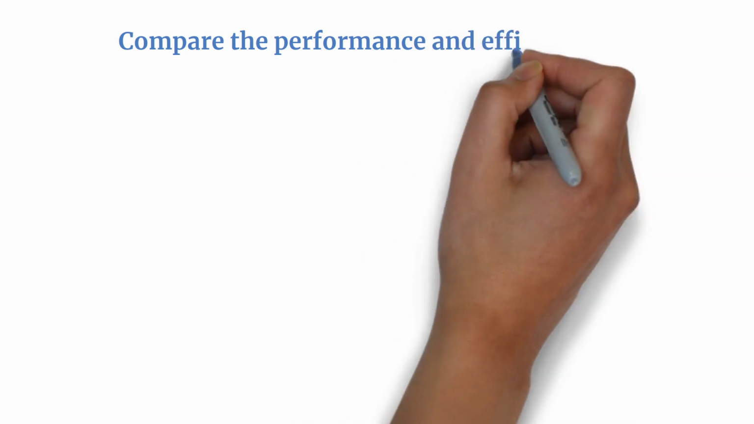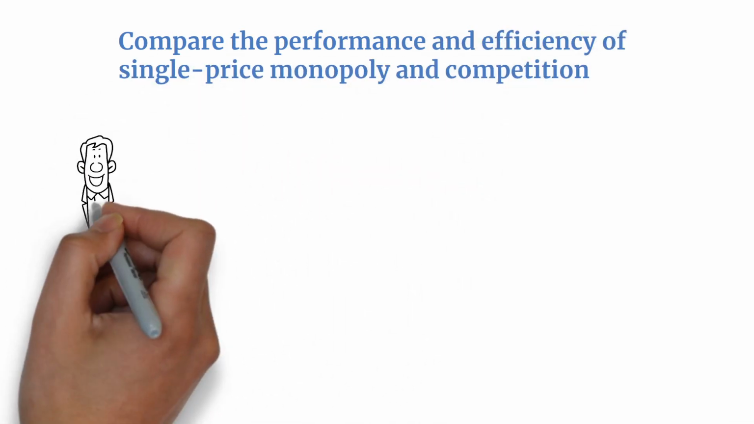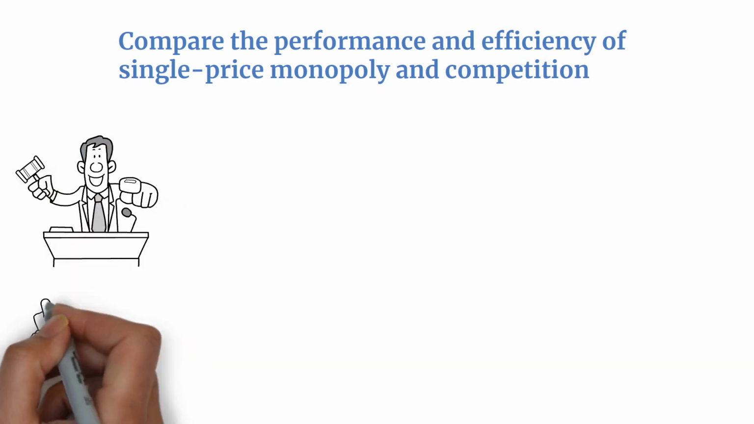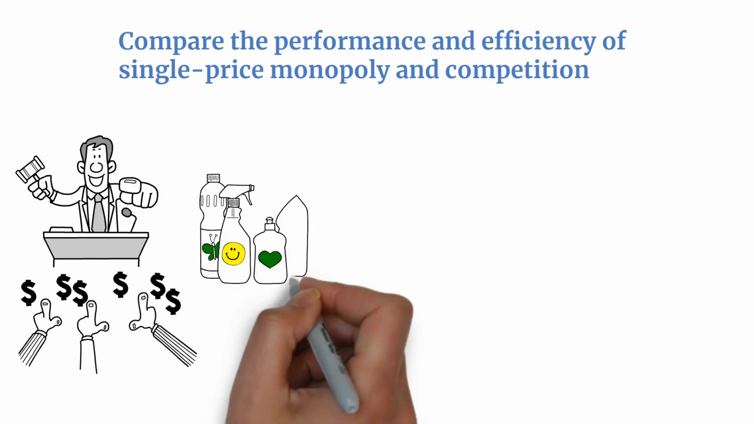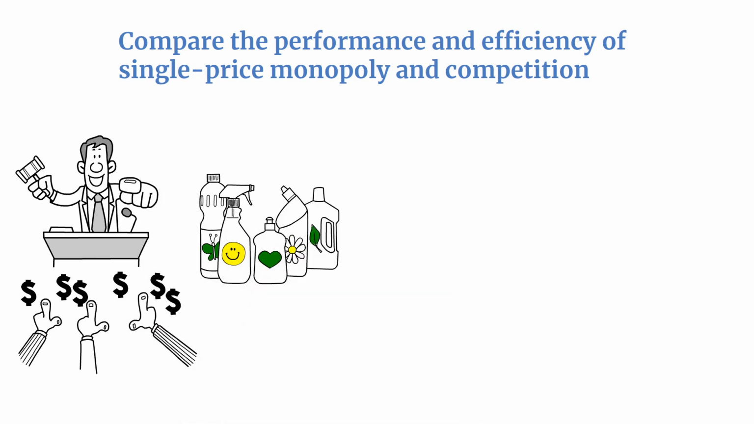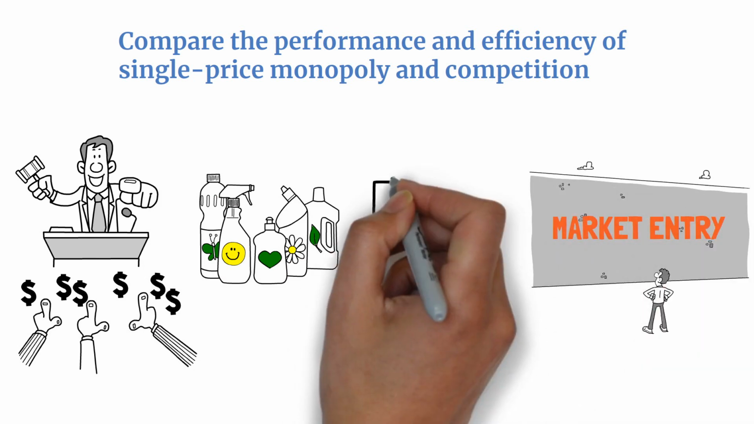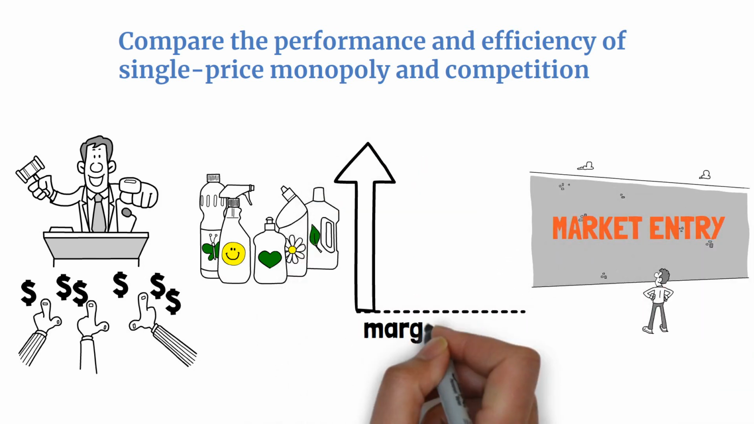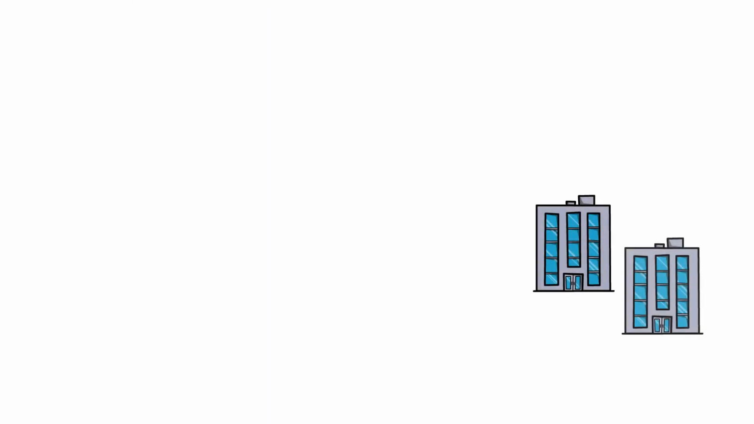Compare the performance and efficiency of single-price monopoly and competition. Monopolies are polar opposites of pure competition. A monopoly consists of one firm that produces a unique product or service with no close substitutes. Entry into the market is blocked, which gives the firm market power, i.e., the power to raise price above marginal cost. When a monopoly is generating great profits, it will encourage new entrants into the market.